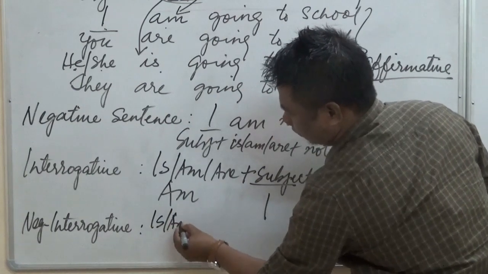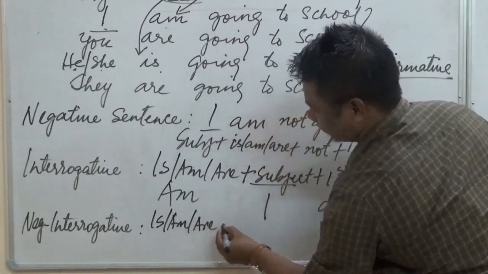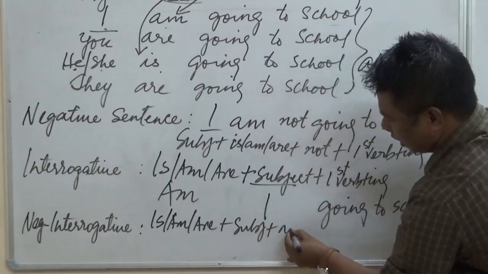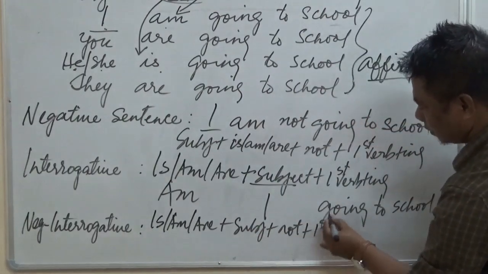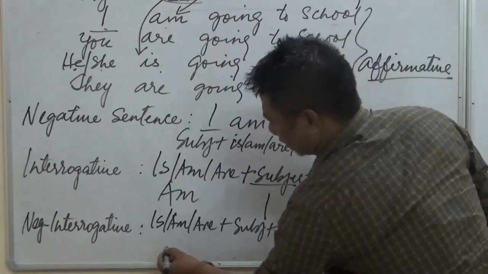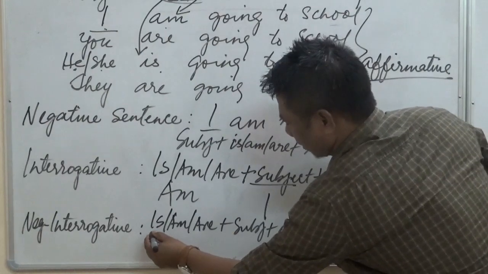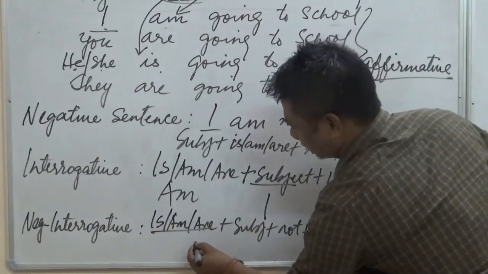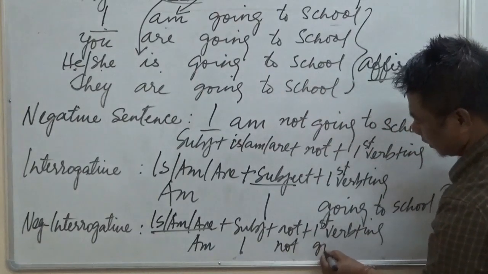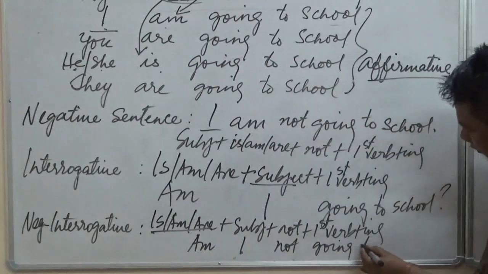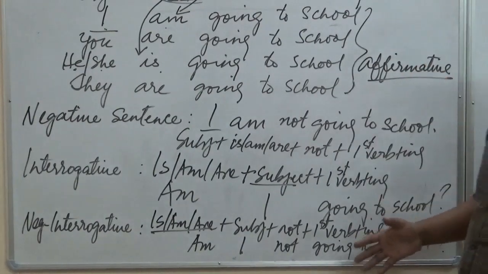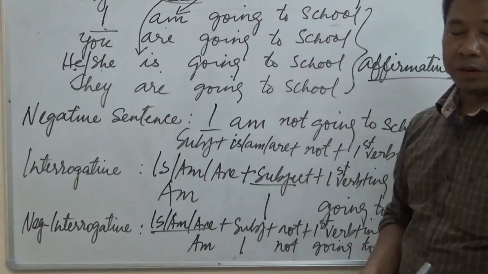For example, if you make a formula, you must begin with is, am, or are, then comes the subject, then comes not. So accordingly, if you make a question, since the subject is I, you take am. Am I not going to school? So these are the different kinds of sentences we have in present continuous tense.